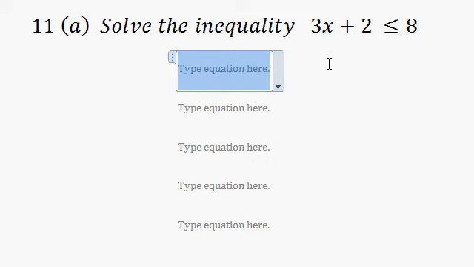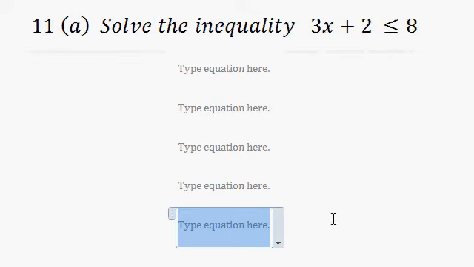So the first thing you need to know is what you're being asked to do. Well, what you're being asked to do is solve for x, solve the inequality. So you need to find out what number x is less than or equal to. We know that 3x plus 2 is less than or equal to 8. Our final answer will look like this. X is less than or equal to, and then a number here. So that's what we need to do.